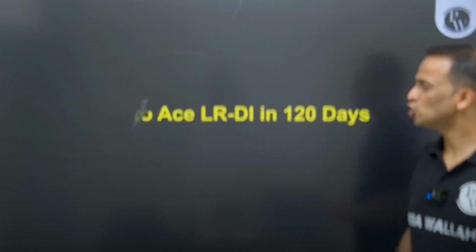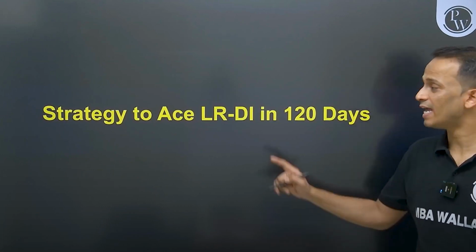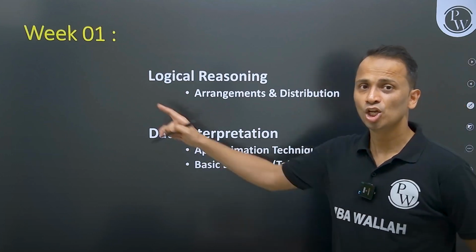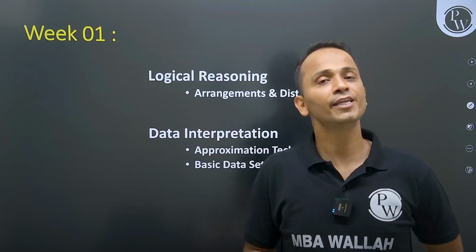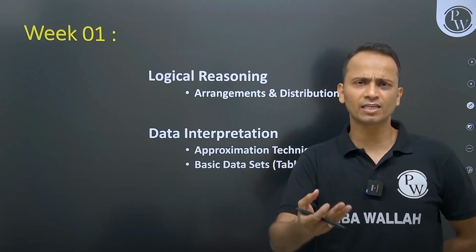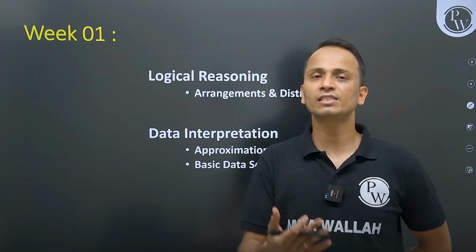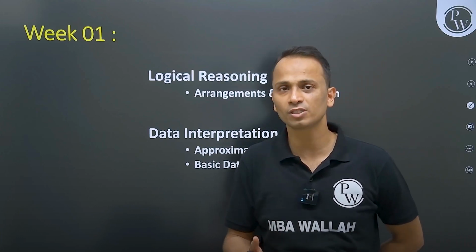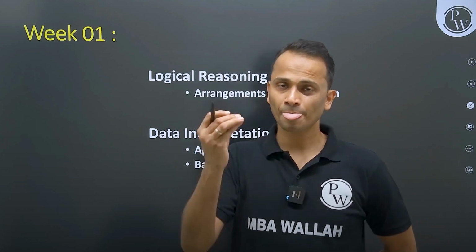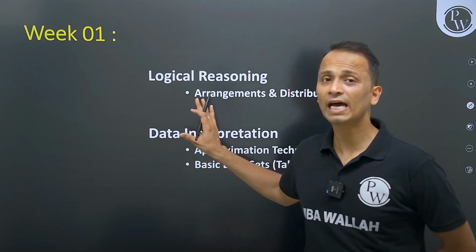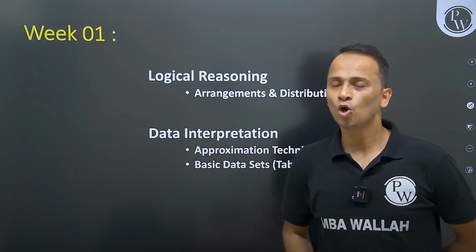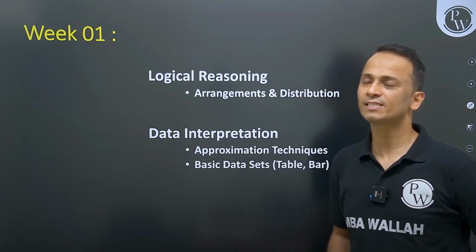So friends, let's talk about this strategy to ace LR and DI in the next 120 days, or I call it a week-wise preparation. So let's talk about what we'll have to do in week 1. Okay, so week number 1, whenever you start, I would say that you can start from 1st of August, you can start from 4th of August, you can start from 10th of August, but make sure that you divide whatever time is remaining for you in small chunks. So I have divided these next 120 days in 16 weeks, and let's see what plan do we have to follow in these next 16 weeks.